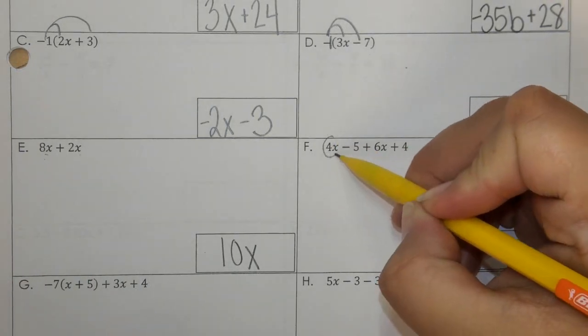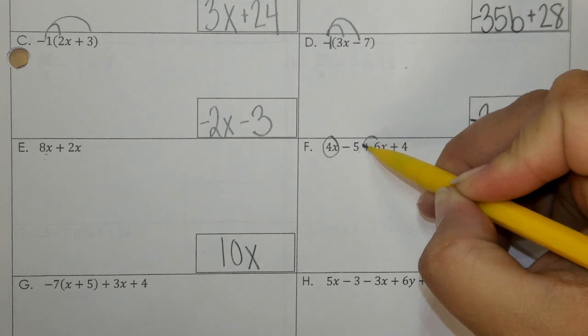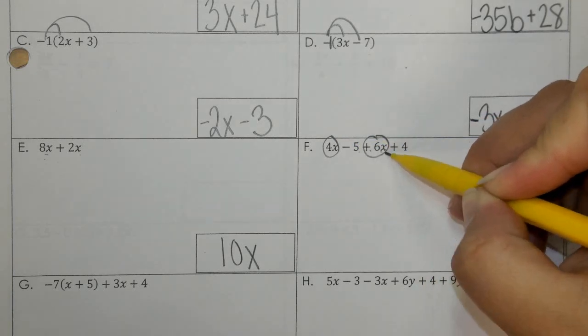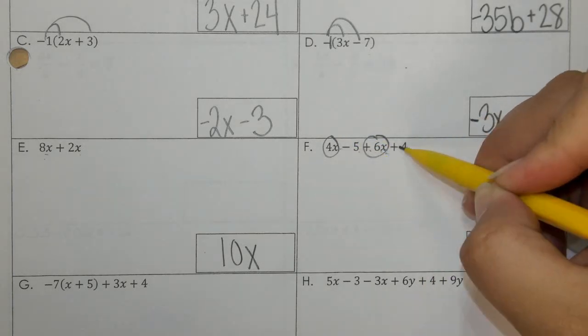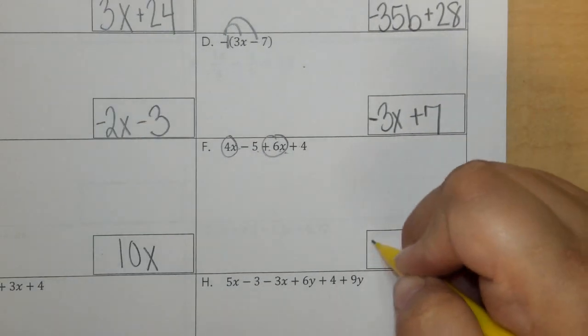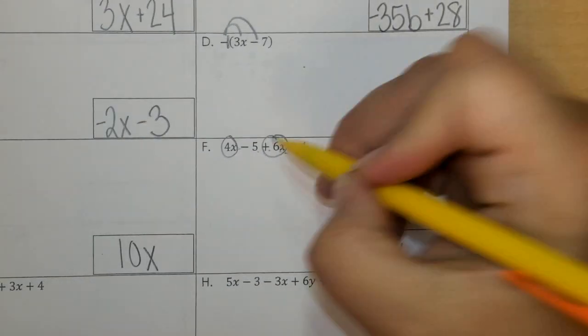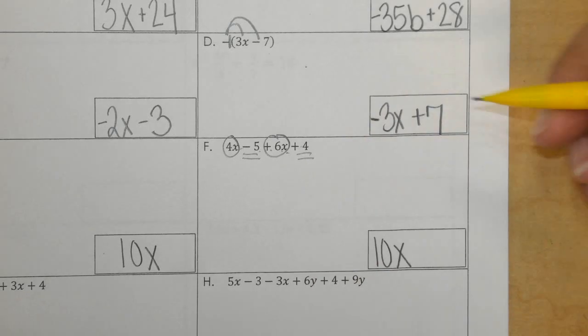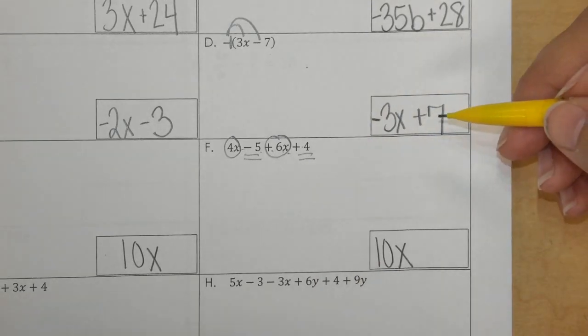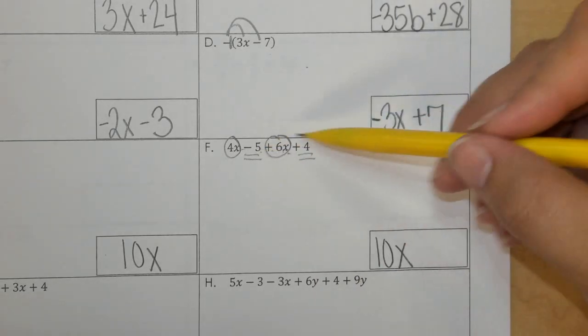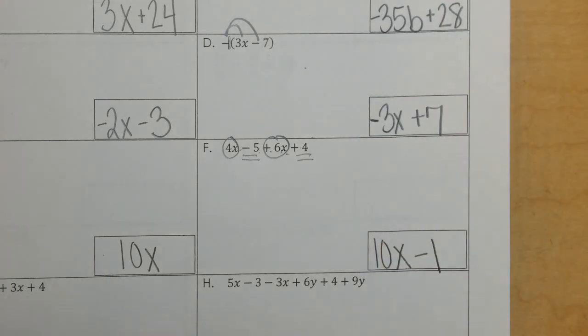So we've got 4x, 6x, which is positive 6x, and that's it. So 4x and 6x make 10x. And then negative 5 and 4 are like terms because they do not have a variable. So negative 5 plus 4 is negative 1.